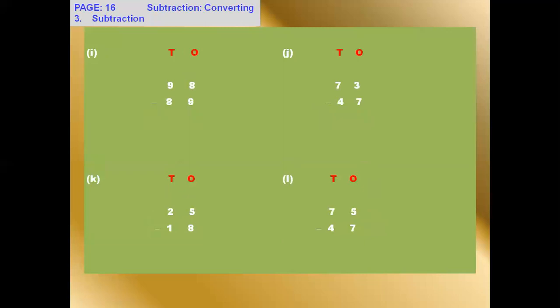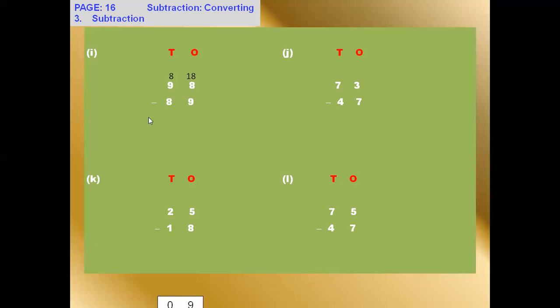I part, 98 minus 89. 8 minus 9. 8 is smaller than 9, so again we will take 1. We borrow 1 from the 9, from the tens. So 8 becomes 18, and now we can easily subtract 9 from 18, and this 9 becomes 8, because this 9 gives 1 to the 8.